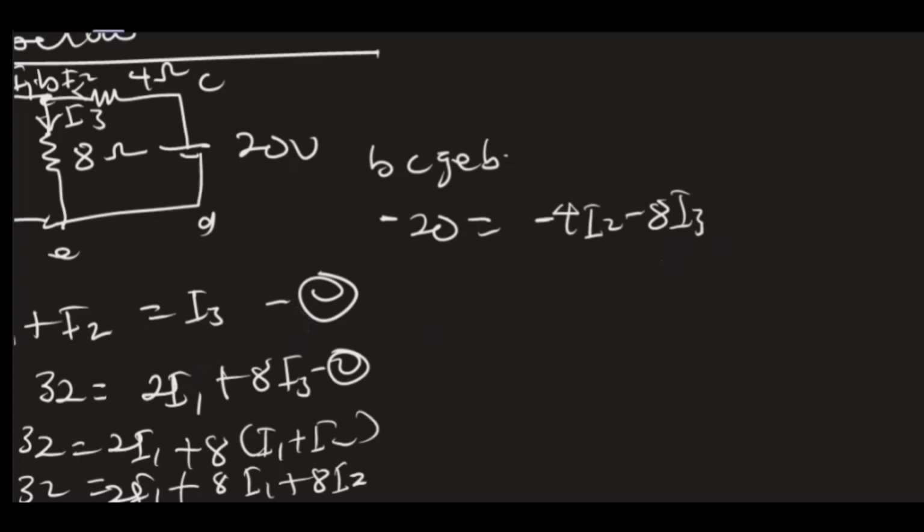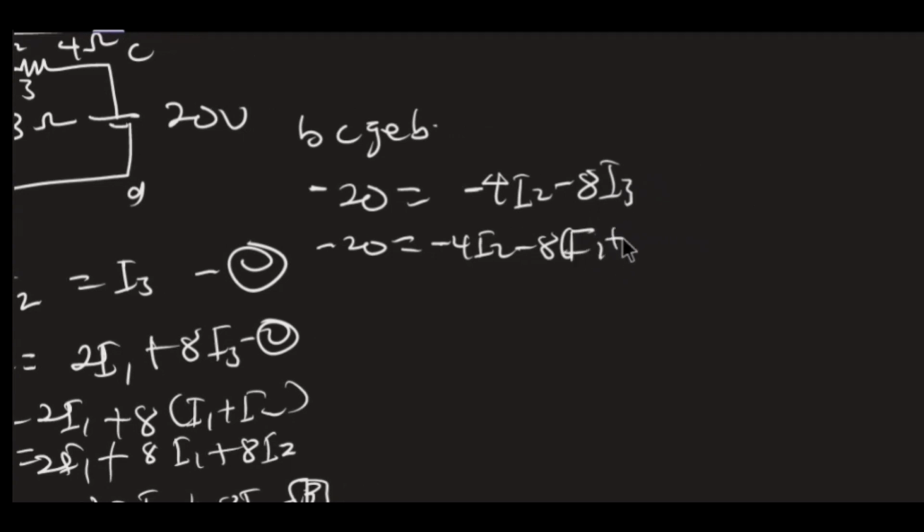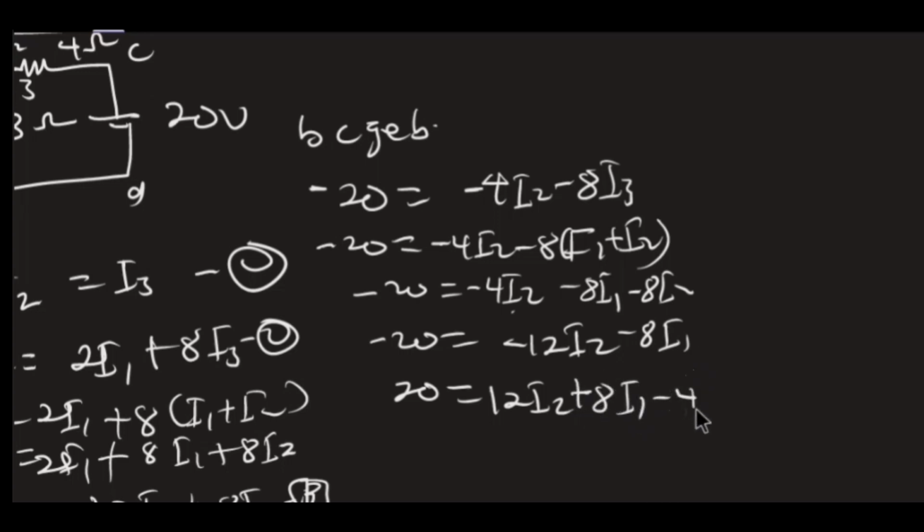And you know I3 is I1 plus I2. So negative 20 is equal to negative 4I2 minus 8 times I1 plus I2. So negative 20 is equal to negative 4I2 minus 8I1 minus 8I2. So negative 20 will be equal to negative 12I2 minus 8I1. Let me multiply the negative out. I'll get 20 equals 12I2 plus 8I1, equation 4.